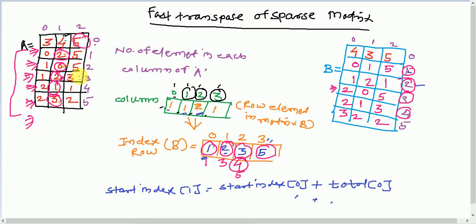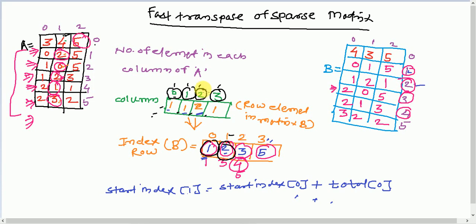After this, next what we did, we find out the start index of the respective column, which will become a row in the matrix B. For this purpose, by default our 0th row, which is a column here, will start at index 1, so we have given index 1. Now the first element of row number 1 will start at the index of 0 plus the total number of elements in the 0th index. 1 plus 1, 2. So 1 will start at index 2.